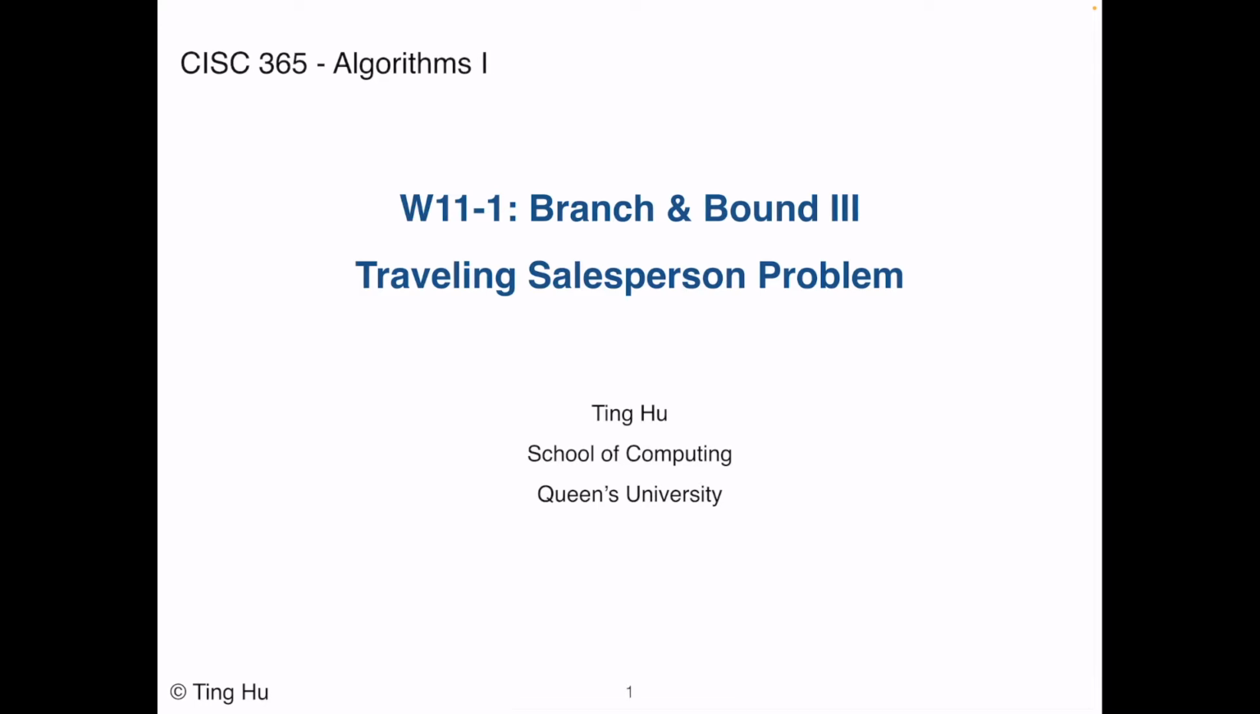In this week, we'll be wrapping up branch and bound by talking about two more difficult application problems. These two problems do not have any efficient polynomial time algorithms, but we'll be able to show that branch and bound can provide much more efficient solutions compared with brute force. The first problem for this week is the traveling salesperson problem.